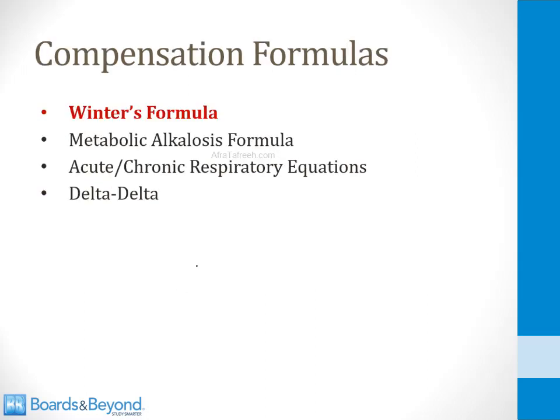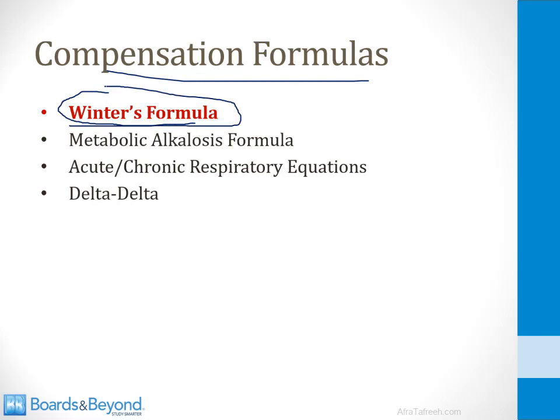So if you understand all that, now we can talk about the compensation formulas that you can use to calculate the expected carbon dioxide or the expected bicarbonate in the setting of an acidosis or alkalosis. The first one we'll talk about is Winter's formula. I've bolded this because this is the most important one to know for Step 1. This one is very likely to come up on your exam. Other formulas that are less likely to come up on Step 1 include the metabolic alkalosis formula, the acute and chronic respiratory equations, and then finally something called the delta-delta. This only pertains to metabolic acidoses, and I won't talk about it here, but I will talk about it in the video on metabolic acidoses.